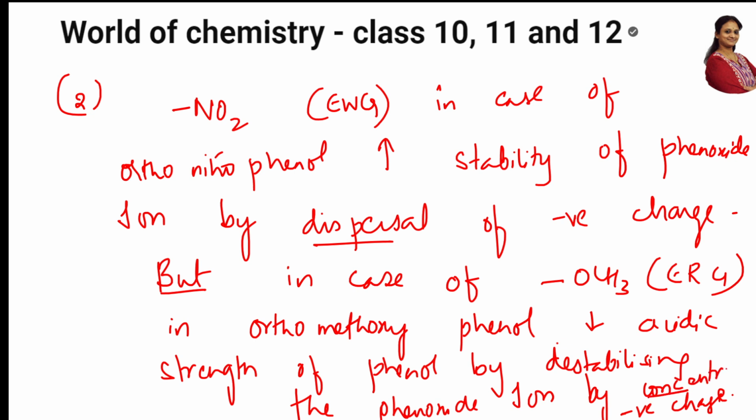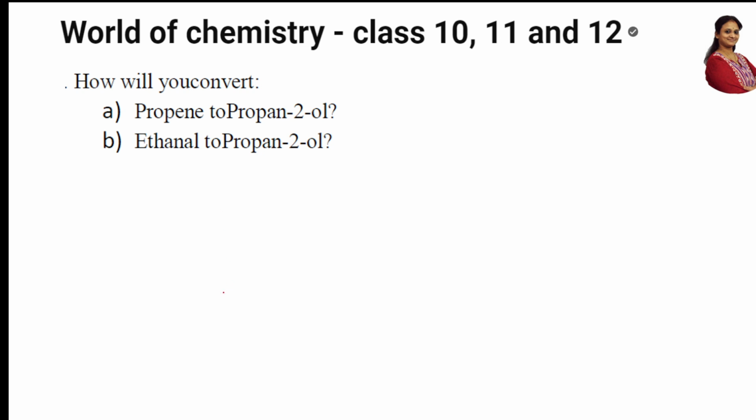Because there is no dispersal. If there is dispersal, it can easily pull the electron density and release the proton. Correct? And another important thing is that it will also rotate in the ring. Both reasons you can write like this and you will get full marks. That is the next question. How do you convert propene to propanol?